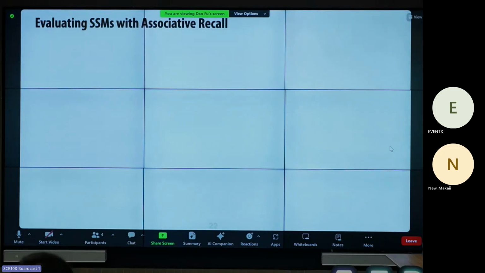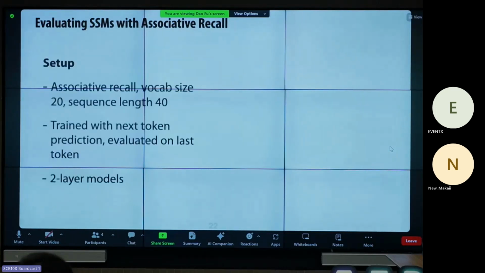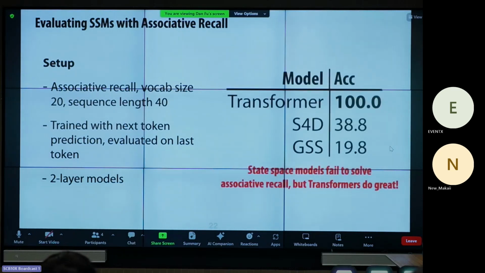So we took this really simple synthetic task and asked, can state space models solve this? We set up a really simple task: vocab size 20, sequence length 40, trained with next token prediction, and put together a really simple 2-layer model. What we found is that state space models really fail to solve associative recall. This is a really striking gap. Transformers get perfect accuracy on this task, but state space models like S4, even gated state spaces, which was actually designed specifically for language, completely fall over on this task.